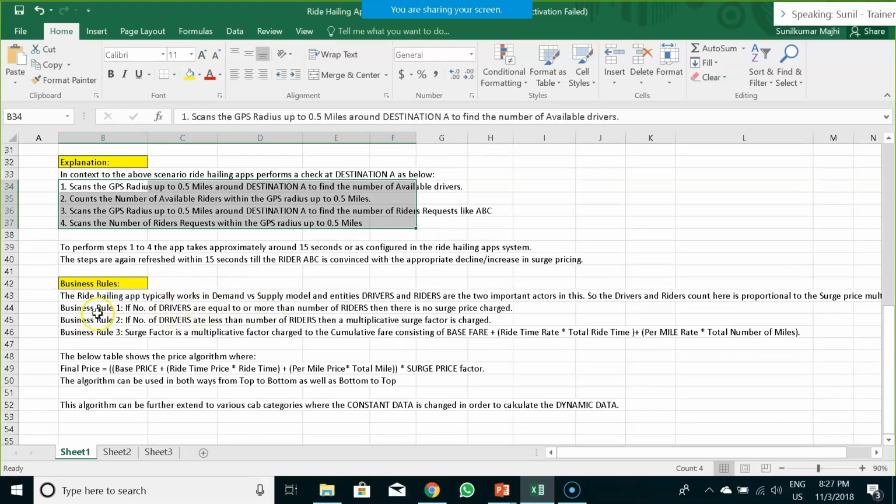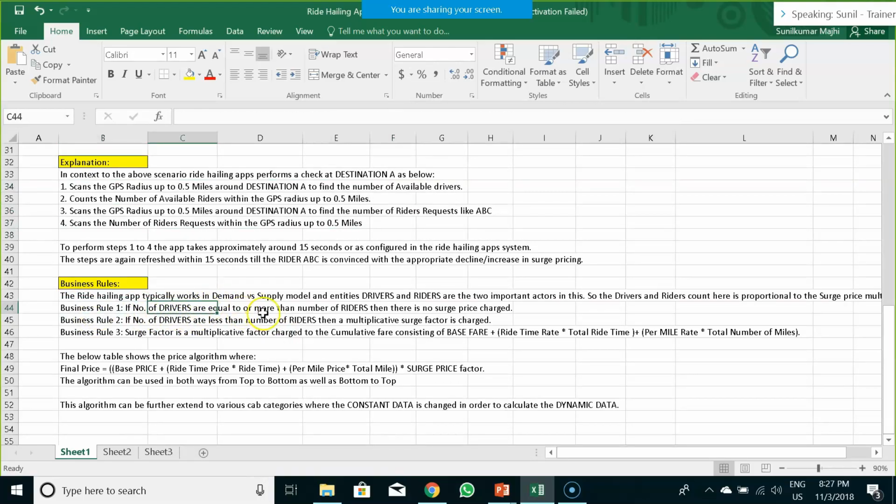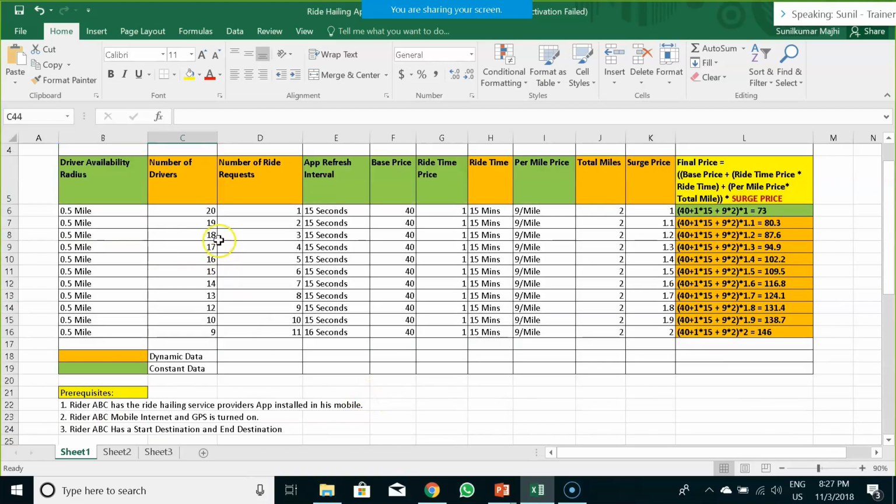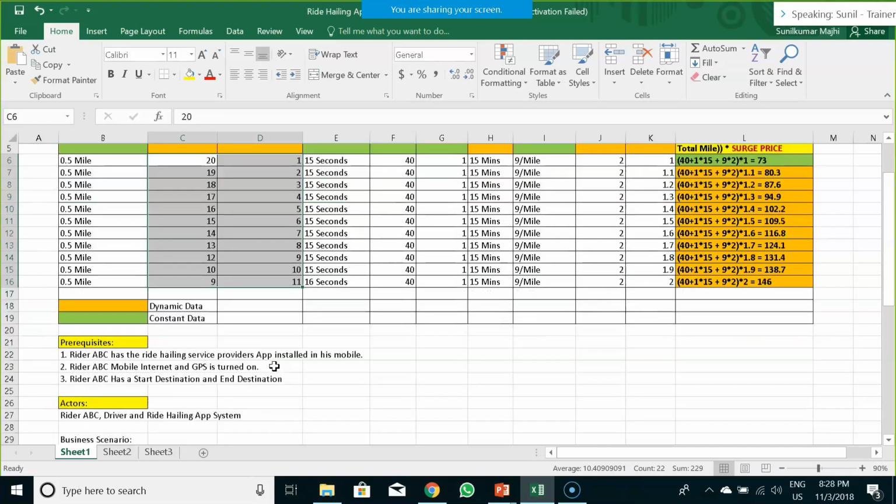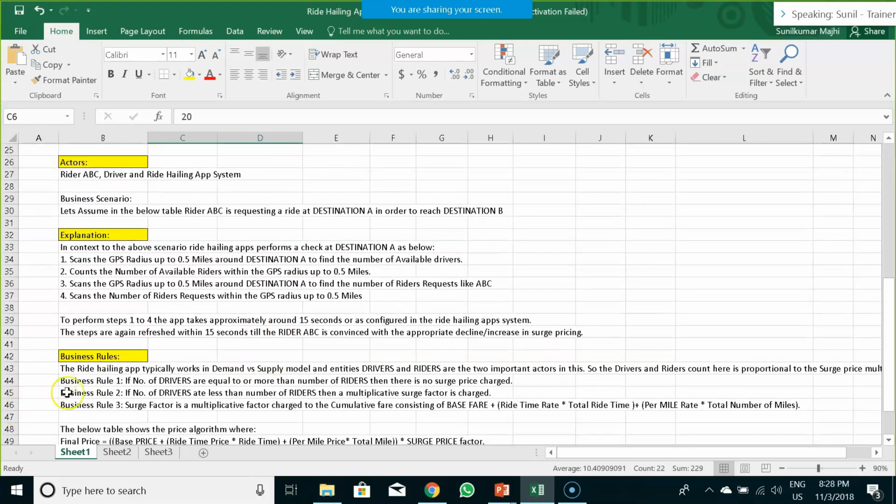Now the business rule over here is, if the number of drivers is equal to or more than the number of riders, then there is no surge price charge. Now in our case, if these two things are equal, then there won't be any surge price. Why do I say that? Because the demand and supply are in an equal situation, so there is no possibility of increasing the surge price. So this model would only work when there is a fluctuation between demand versus supply. If both are equal, there is no point including a surge price. So that is your business rule 1.